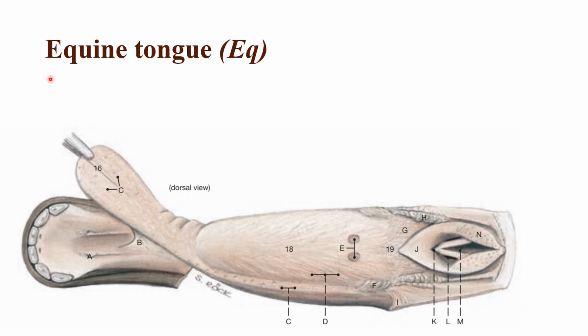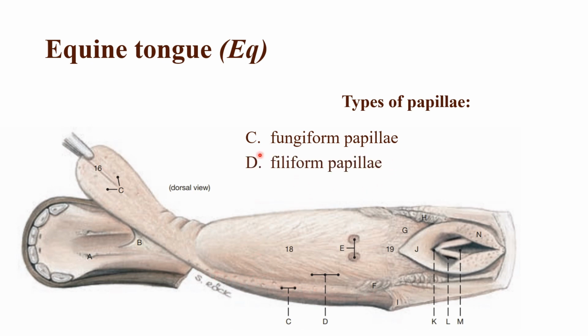Okay, so the equine tongue also has different types of papillae. First, there are the fungiform, which are located on the side of the tongue. Then we have the filiform papillae, which are also located on the side, but they are on that elevated dorsum of the tongue. Then we have the vallate papillae. They are right here, closer to the root of the tongue, and there are usually only two of them. And we also have the foliate papillae, which are on the very, very side of the root of the tongue.